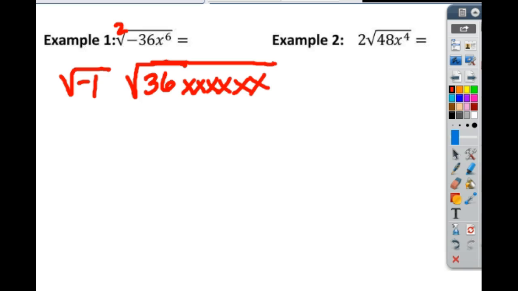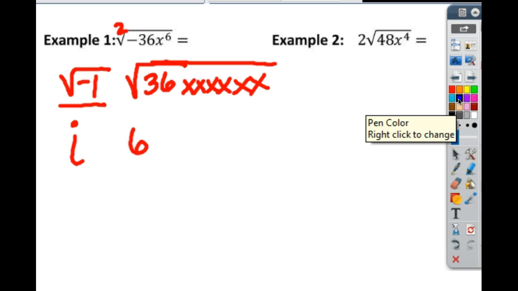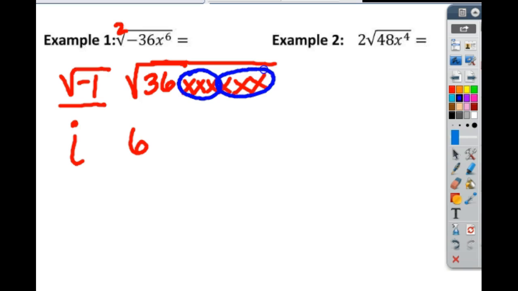Now, what's this equal to? 36 is a perfect square number. What is the square root of 36? And then for our variable, expand it. How many? I didn't make the right kind of groups, did I?